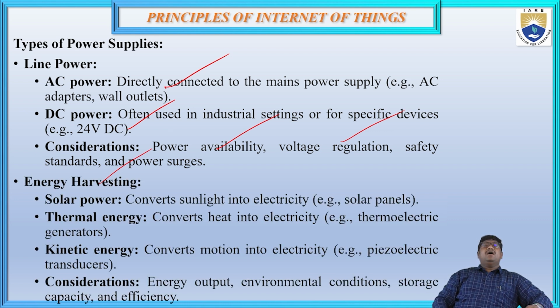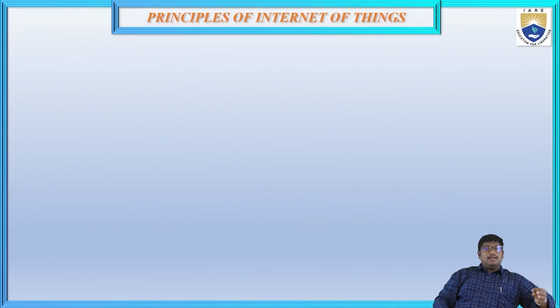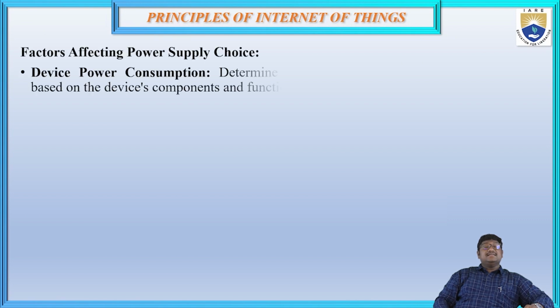And coming to energy harvesting, which plays a major role. Why? Because of solar power, thermal energy, and kinetic energy. These are the energy harvesting mechanisms. Coming to solar power, we are converting sunlight into energy. With thermal, we are converting heat into electrical energy. With kinetic, we are converting motion into electricity. Considerations: energy output, environmental conditions, storage capacity, and efficiency. Solar, thermal, kinetic. Got it, guys? These are the energy sources.